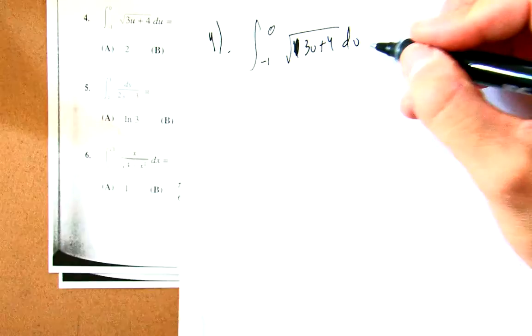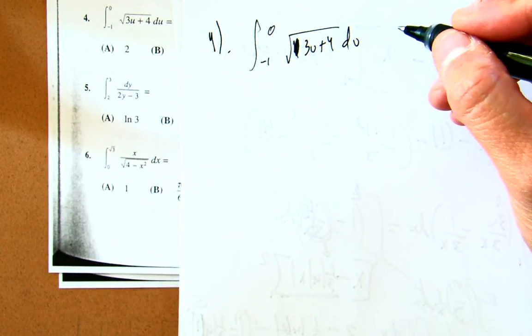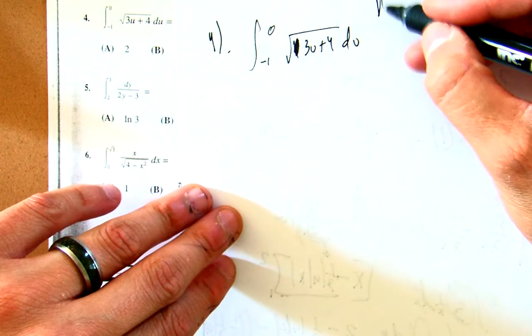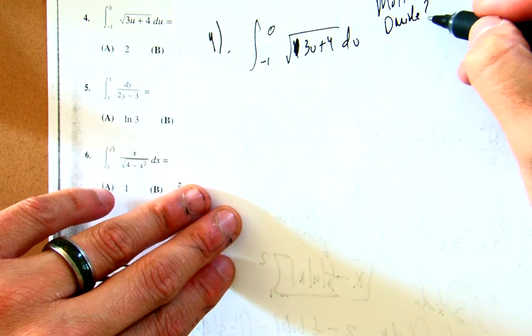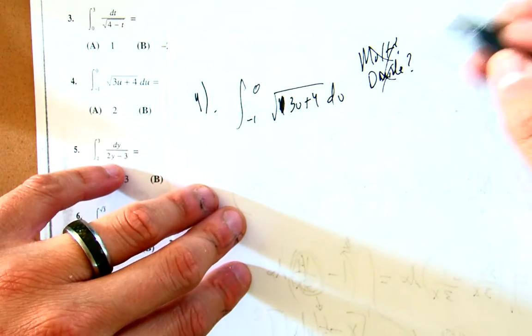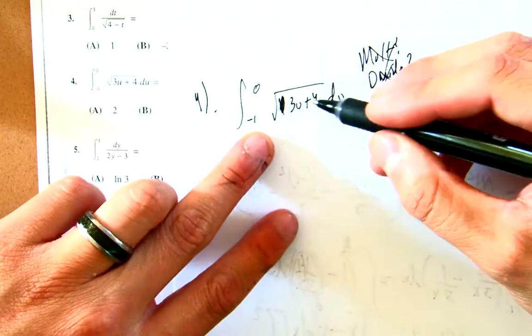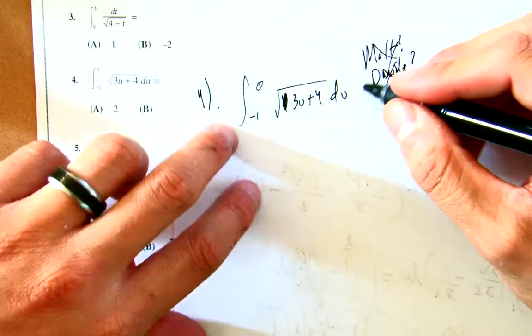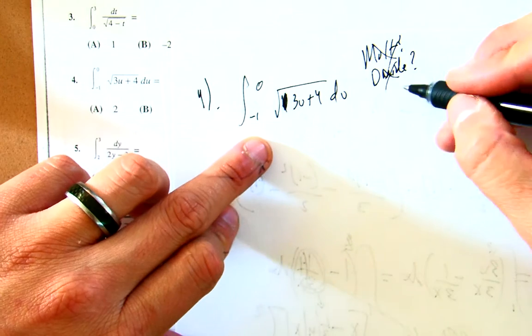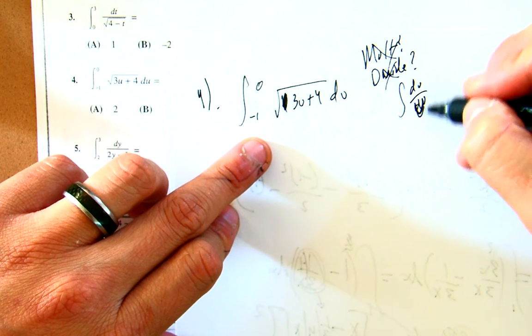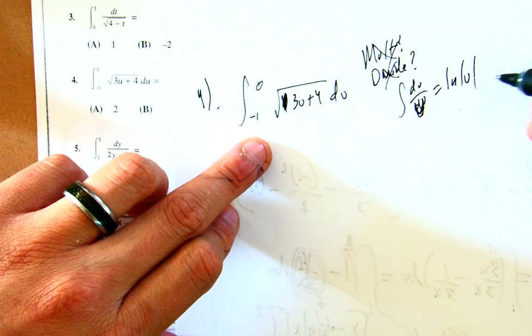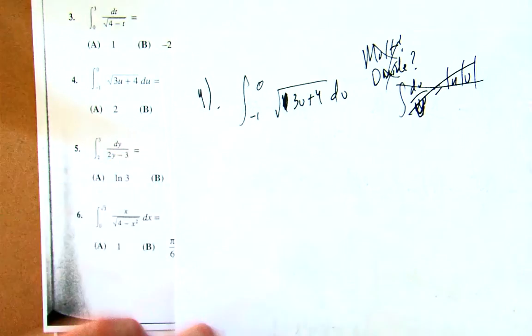So what we do here is we need to first think, can I multiply? No. Can I divide? No. Can I just add 1 and integrate? No, because it's not a polynomial. So let's try. Do you see any special antiderivatives? Maybe like the integral of du over u, which is just ln of the absolute value of u. No, we don't have any special ones here.